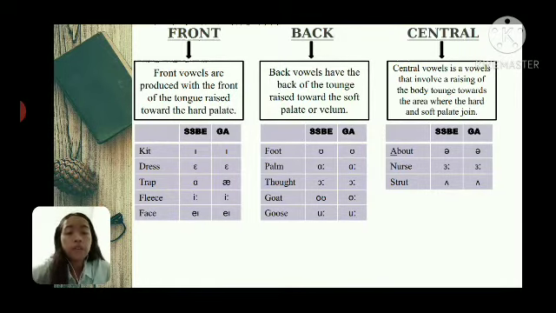For example, when you say the word about, you should focus on the sound, and nurse or strut. Your tongue position is in the middle of the front and the back of your mouth. It's in the central area between the hard palate and the soft palate.